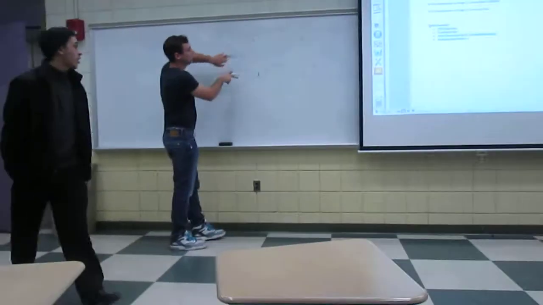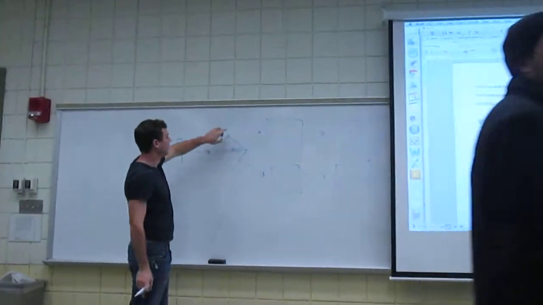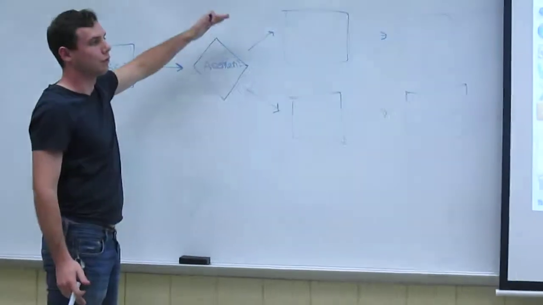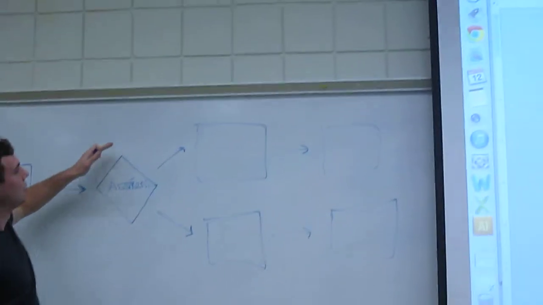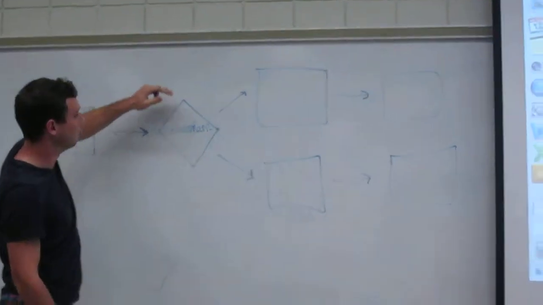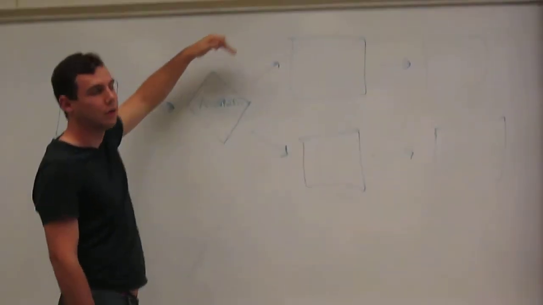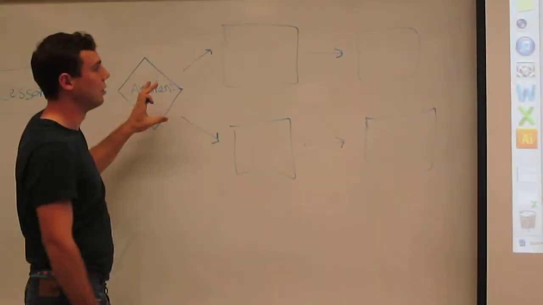If you have a diamond, you have to have a branch. So your assessment, whatever your threshold for pass, fail, or whatever, would point you in two different directions. If the students did well in your assessment, you'd go one way. If they did poorly, you'd go another, and then you keep building lesson plans.